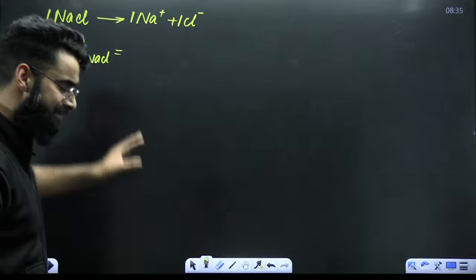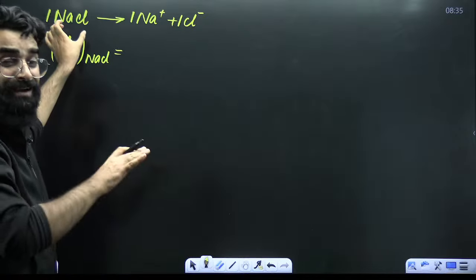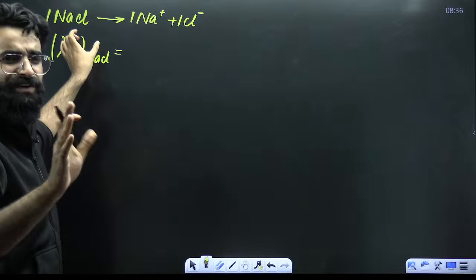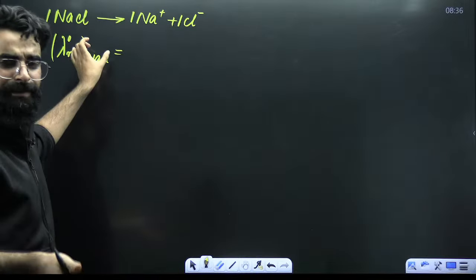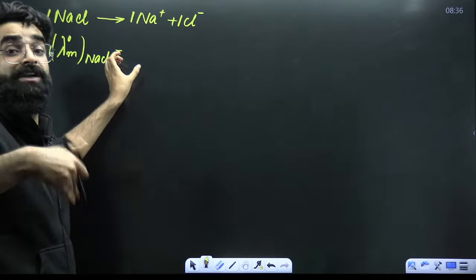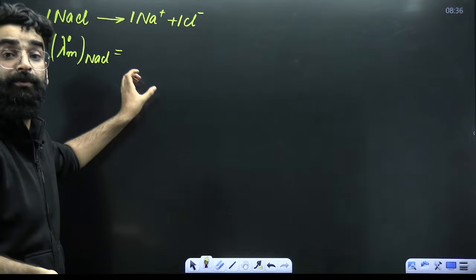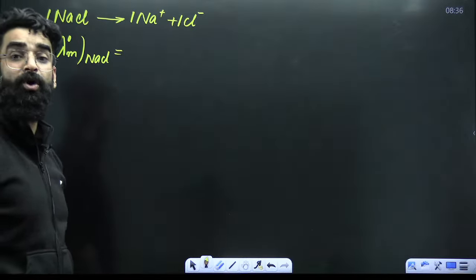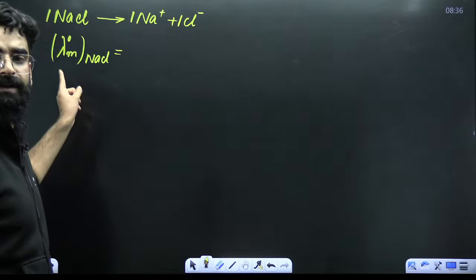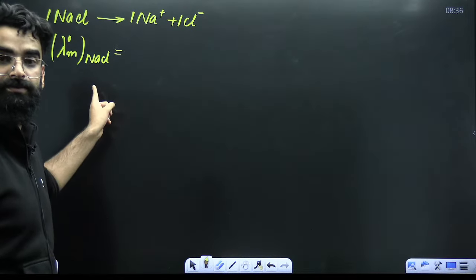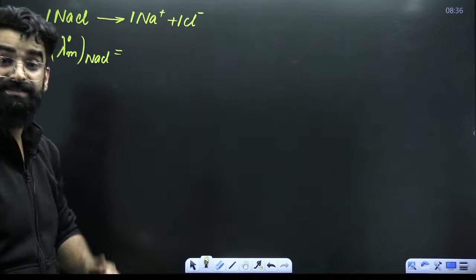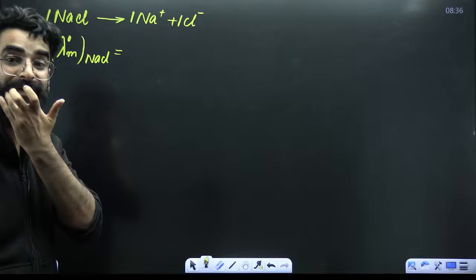Since this electrolyte at infinite dilution is 100% ionized, there is no force of attraction between the ions. Ions are moving freely. So it is the ions basically which contribute towards the molar conductivity of the electrolyte at infinite dilution. So the molar conductivity of the electrolyte at infinite dilution, as per Kohlrausch's law, is the sum of those contributions which are made by the ions.